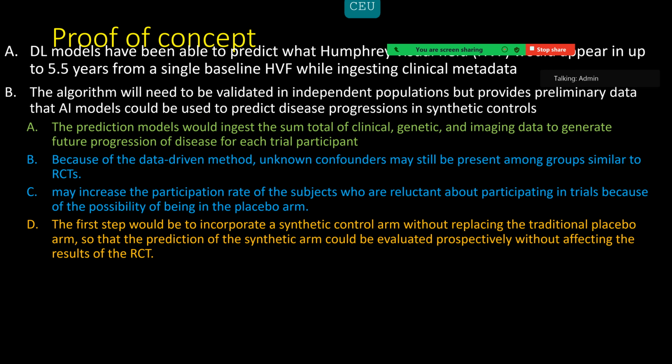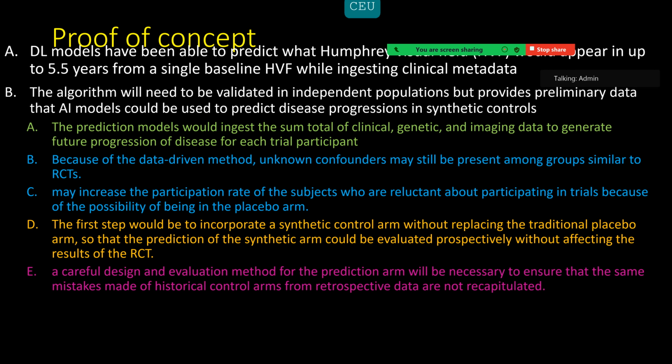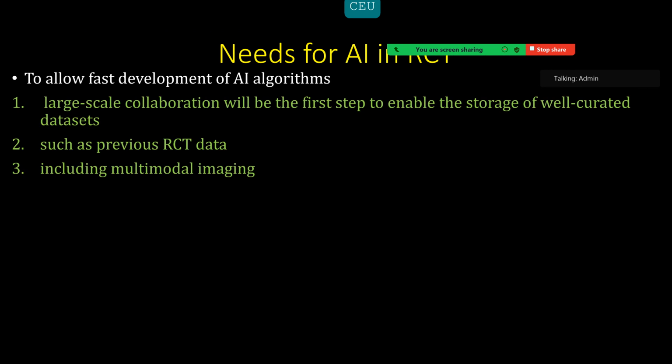So the first step, I'll show you how it's done. First is to do a regular RCT, and then you have a third arm which is called a synthetic control arm. And after that, you eliminate the control arm totally. Let's see how it's done.